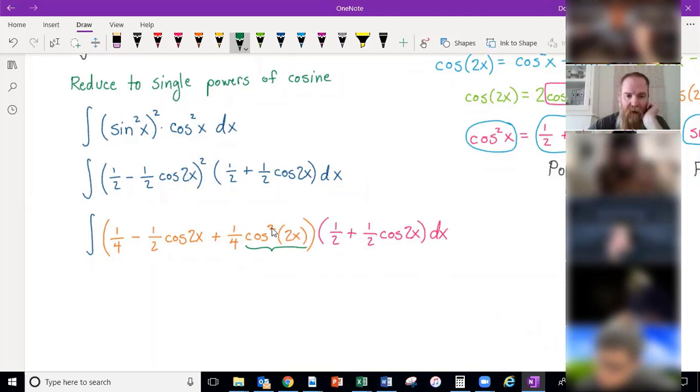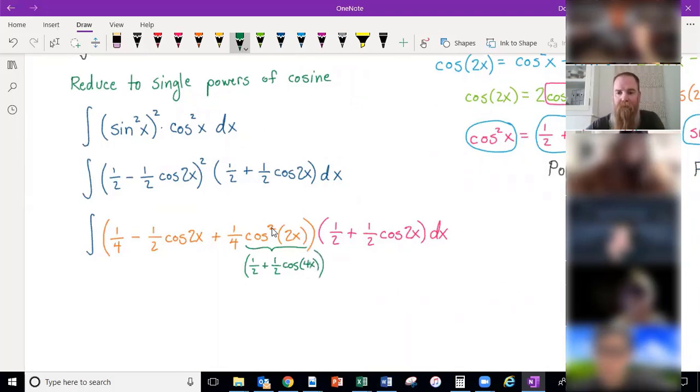So I need to rewrite that as 1/2 plus 1/2 cosine of twice that angle. But twice that angle, when I reduce this a second time, is now going to make this cosine of 4x.